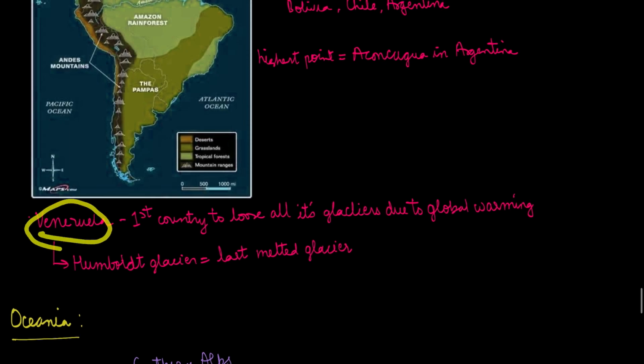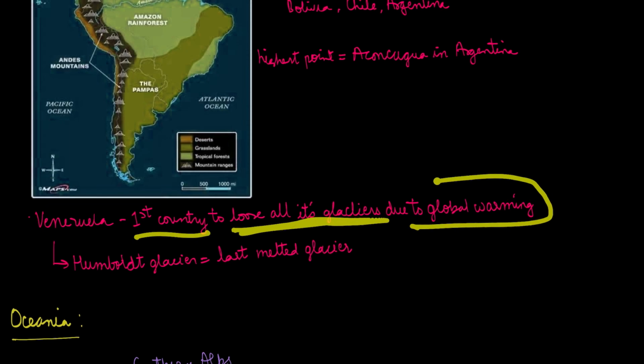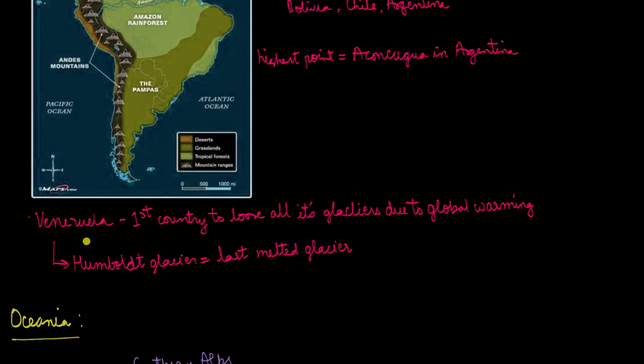Then Venezuela. Venezuela is the first country to lose all its glaciers due to global warming. It also had the Humboldt Glacier. This was the last melted glacier. The effects of global warming are exacerbating extreme weather conditions, and because of it, Venezuela has lost all its glaciers, and the last one it lost was the Humboldt Glacier.